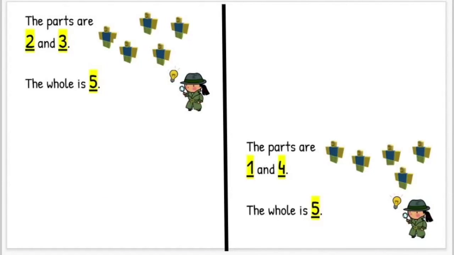Okay, let's compare. The first time we looked at our Roblox, we had hidden parts of 2 and 3. The second time we looked at our Roblox, we had hidden parts of 1 and 4. I want you to notice something about the whole. The whole amount is the same either way. And it should be, because no matter how we organize our hidden parts, we still have the same total amount.